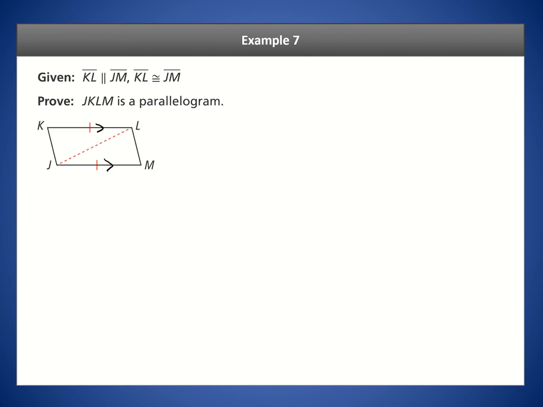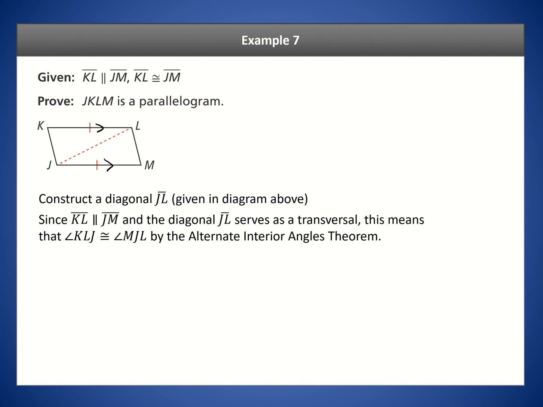Let's prove the other theorem. I believe it was converse of theorem 6-15, which stated that if you have two opposite sides that are congruent and parallel, then you have a parallelogram. So what we're going to do is construct this diagonal. We already see it on the diagram here, in order to help us with the proof with the triangles. So we know that KL is parallel to JM, and the diagonal here serves as a transversal. So we can think of this as two parallel lines with a transversal like this.